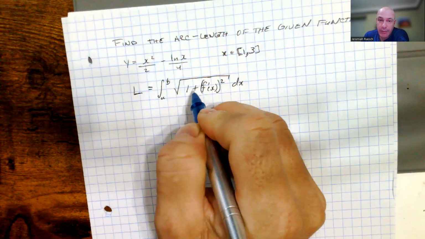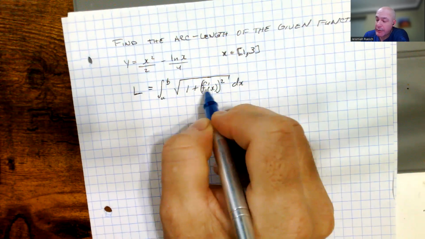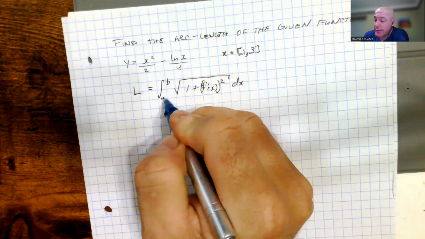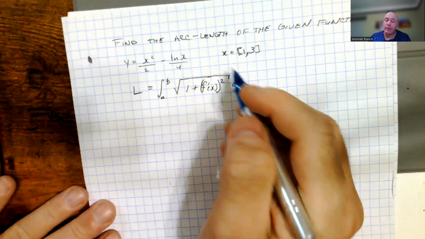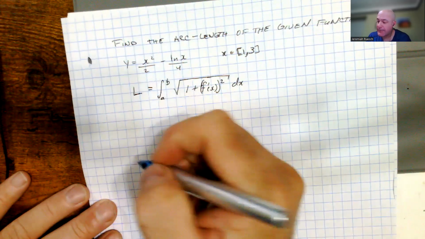So that we have the square root of 1 plus the derivative squared of the function f. In this case, f is this y of x, dx in this interval. And we're doing that with respect to x because we're looking at the partitions along the x-axis and we have our function in terms of x.